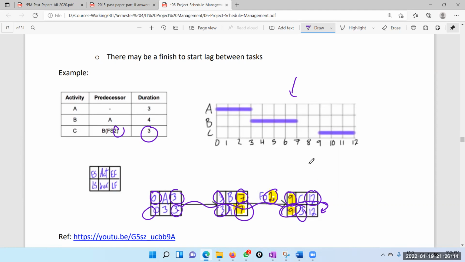But remember, we have used the lag time. That is why you don't just transfer this to this. You have to add that here. Here also you have to subtract that. Okay, 9 minus 2, 7. Right. So that is how you tackle scheduling with lag times.